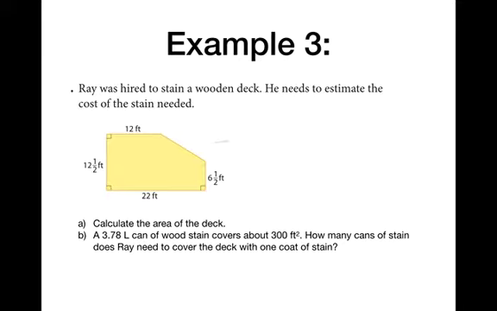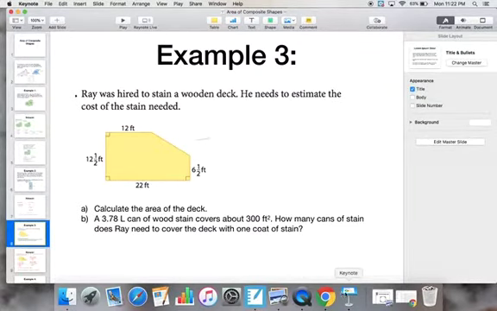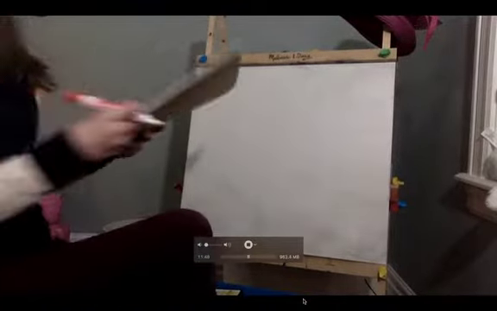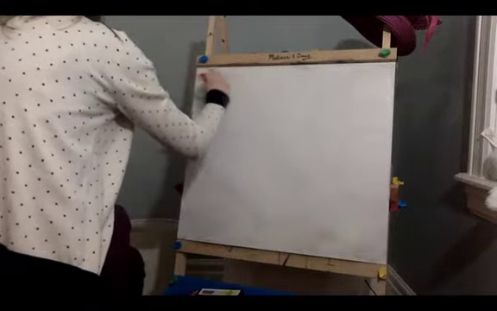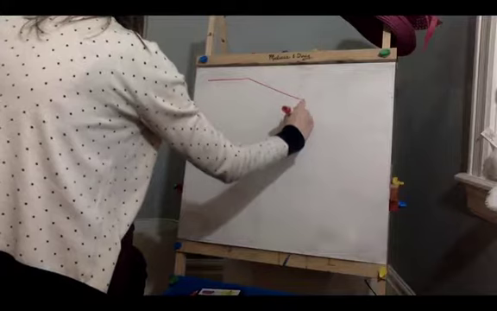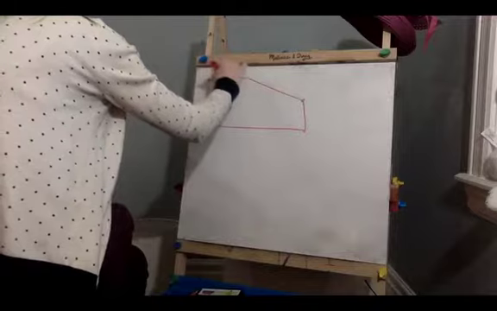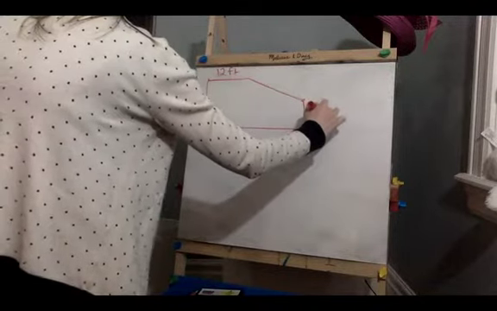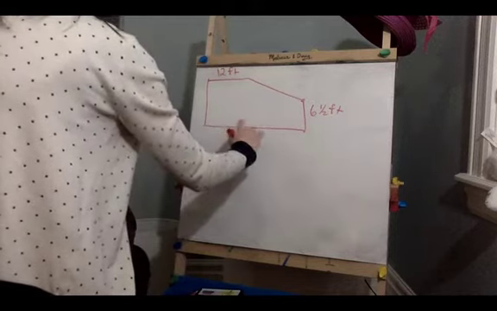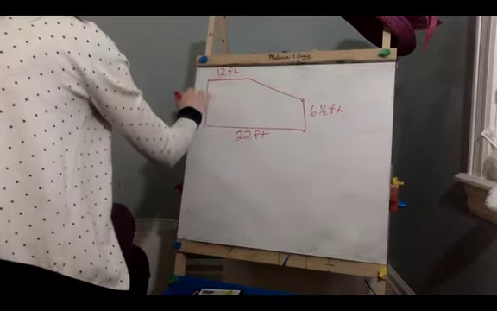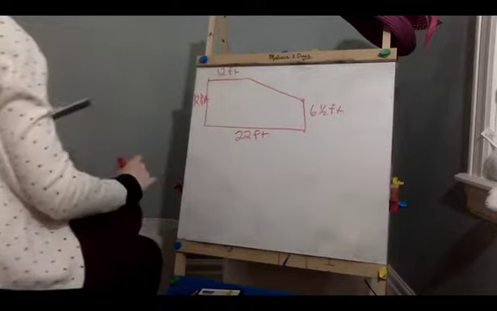Okay, and the first thing we need to do is obviously calculate the area of that deck. So again, what we're going to do with that is cut it up into some pieces so that we can calculate the area in bits and then add them all together. Okay, so again, here's the shape that we're dealing with. We were told that this little section here was 12 feet, this was 6 1/2 feet, this length was 22 feet, and this is 12 1/2 feet.